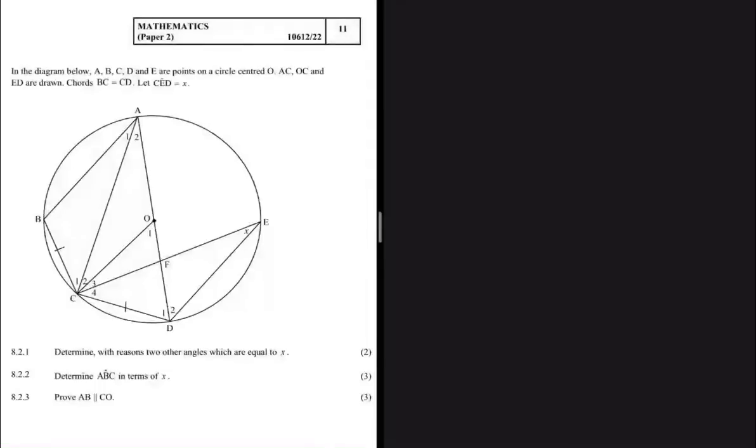The answers to this question are actually on the question itself. Let me show you what I'm talking about. This question says that in the diagram below, A, B, C, D, and E are points on a circle centered at O. AC, OC, and ED are drawn, and chord BC is equal to chord CD. So let's go ahead and write that down: chord BC is equal to chord CD. And then we are told to let angle CED be equal to X.